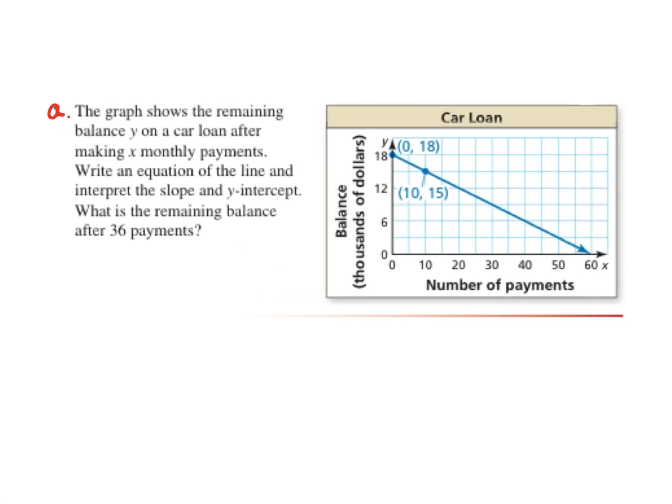So it says the graph shows the remaining balance Y on a car loan after making X monthly payments. So Y is talking about the balance, X is talking about the monthly payments. Write an equation of a line and interpret the slope and the y-intercept. So the first thing we want to do is write the equation of a line. That's going to be the first part of this question. So let's write our equation of a line in slope-intercept form. We have y equals mx plus b. We need to find the m and find the b.